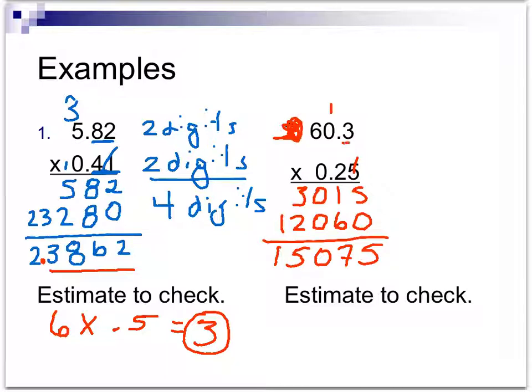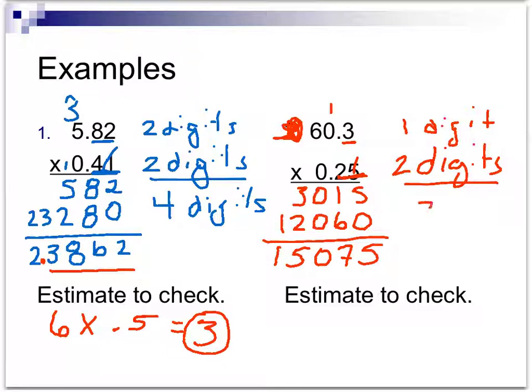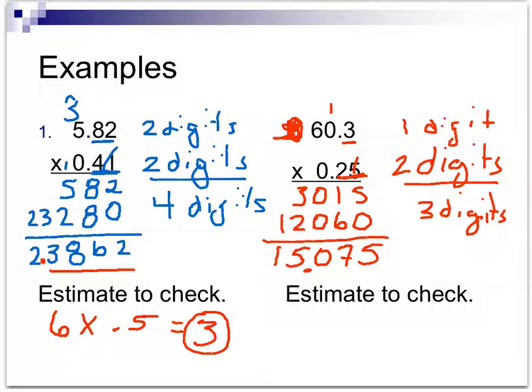So then I'll take a look at the digits in my factors. Notice in 60.3 there's 1 digit behind the decimal. In 0.25 I have 2 digits. So that gives me a combination of 3 digits that I need behind the decimal in my answer. Therefore, I would need to place my decimal point here at 15 because I have 3 digits behind the decimal in my answer. So my answer should be 15.075.